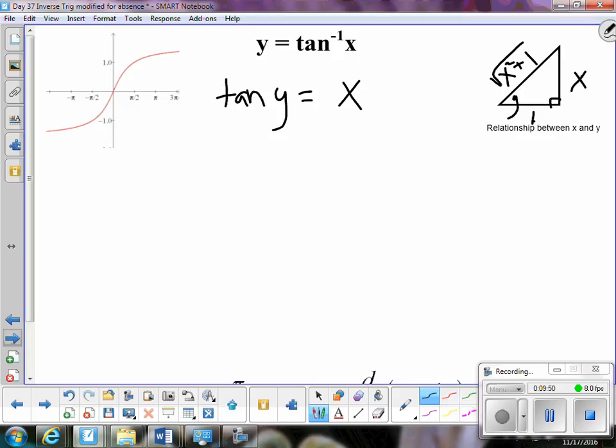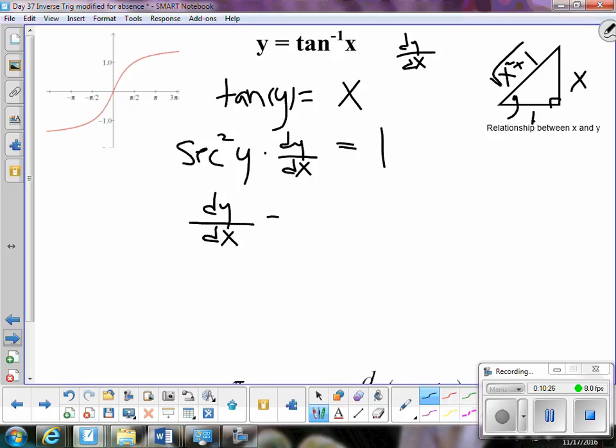Okay, let's go get the derivative. We want to find the derivative of the inverse tan. So the derivative of the left side, derivative of tan of y, using the chain rule, would be secant squared of y times dy dx, derivative of the inside. And that's got to equal the derivative of the right side, which would be 1. Now we can go ahead and divide each side by secant squared of y. So dy dx equals 1 over secant squared y.